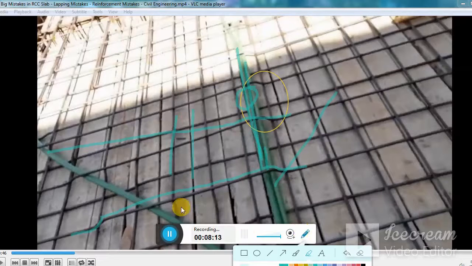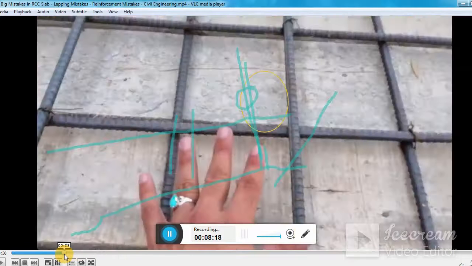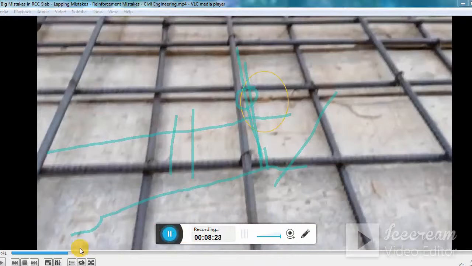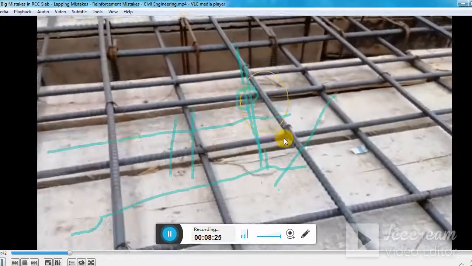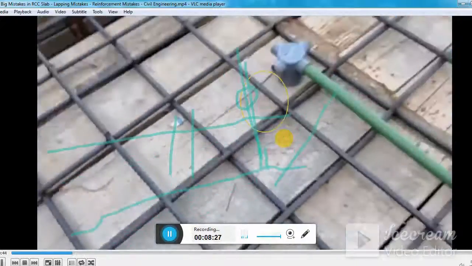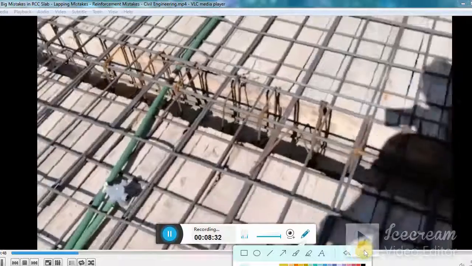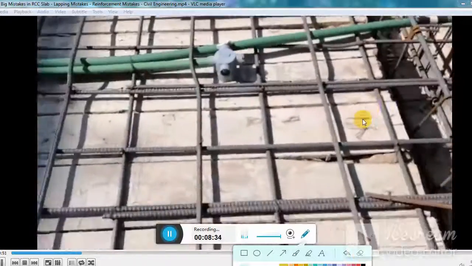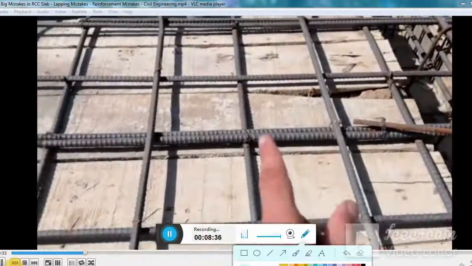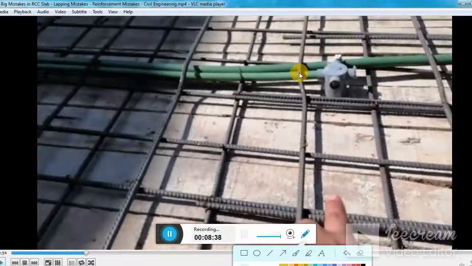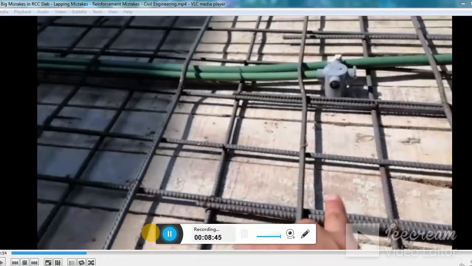And one thing which I see in this video is that, let us watch the video. You can see there are some other mistakes which I have to point out. We have discussed in more videos about lapping length, that the lapping length should be provided at the... I already mentioned to you.